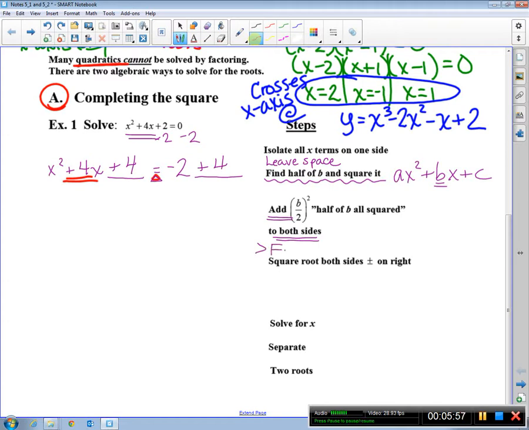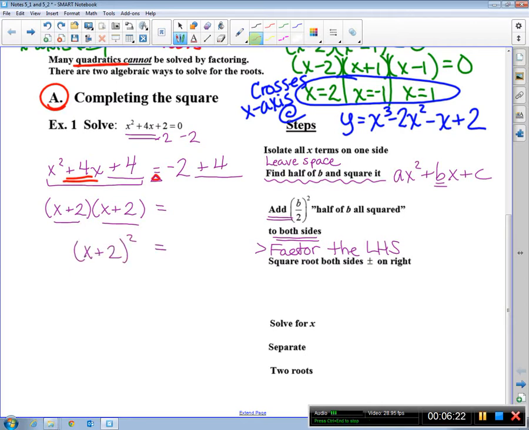Then you need to factor the left-hand side. I left that out of the steps. You have created a perfect square trinomial, which means that these two factors are exactly the same. And in our case, it's x plus 2 and x plus 2. So we can write that as x plus 2 all squared. On the other side, just sum up your numbers. Negative 2 and 4 is 2.